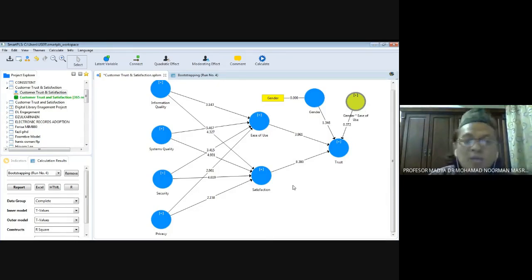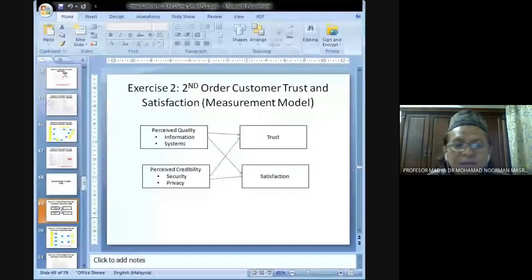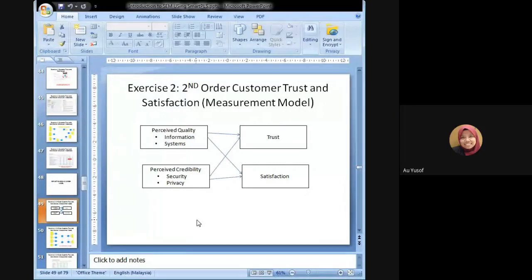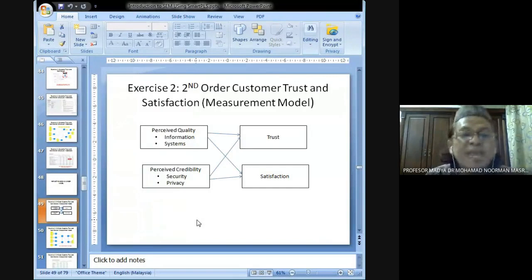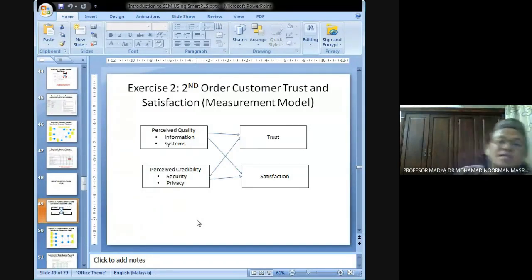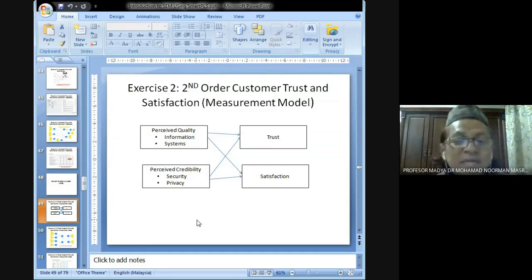All this while, what I have shown you is what we call the first order measurement. Now you can look at your PowerPoint slide. This is first order measurement. Let me show you my slide. Can you see my slide, everyone? Yes. All right, now I'm going to show you second order. All this while, I've only been focusing on single order. Single order means you look into dimension.